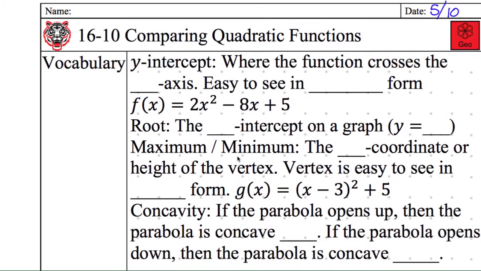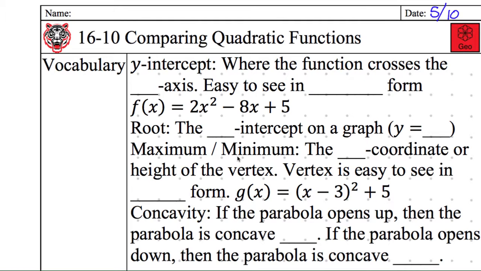All right, so from here, vocabulary. This is a good review. Y-intercept is where the function crosses the... quiet raised hand. Where does the function cross? Colby. Y-axis. It's the y-axis. Y-intercept, y-axis. Thank you, Colby.